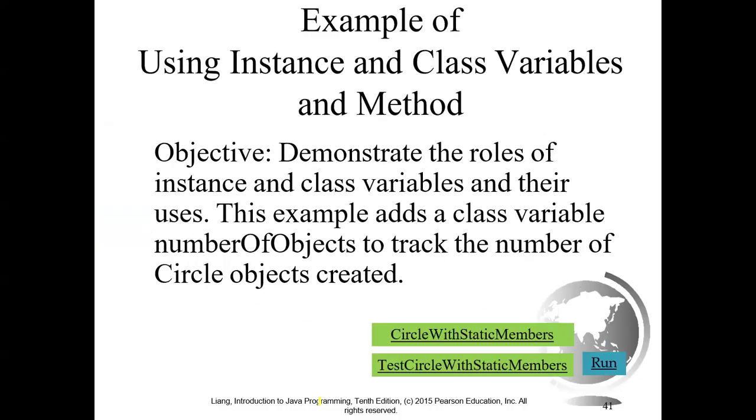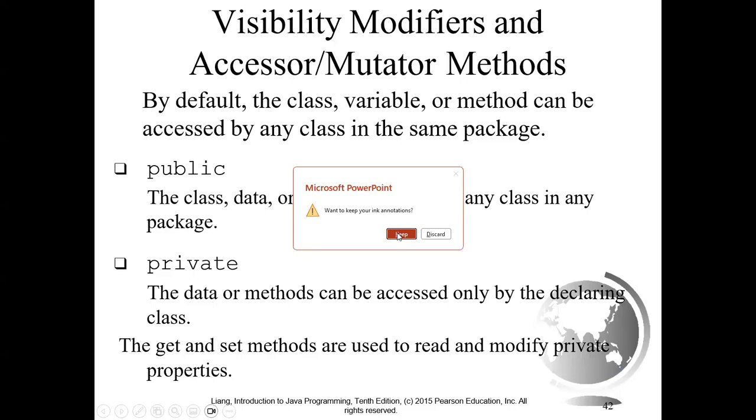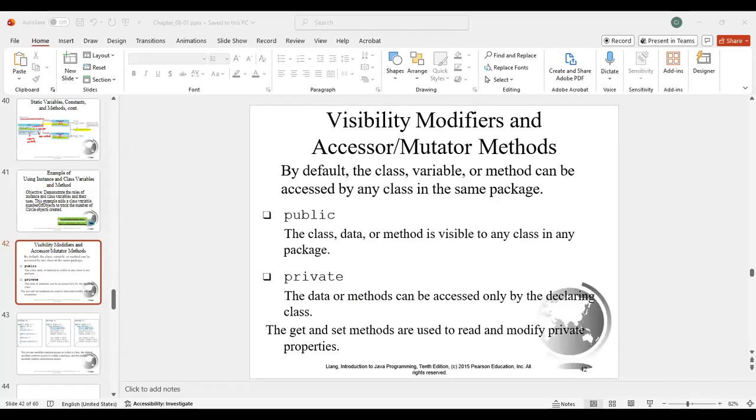So here we are going to take a look at two pieces of code. Here we are going to demonstrate the role of instance and class variables and their use. This example has a class variable, number of objects, to track the number of circle objects created. I should switch to here. Show code with line numbers.